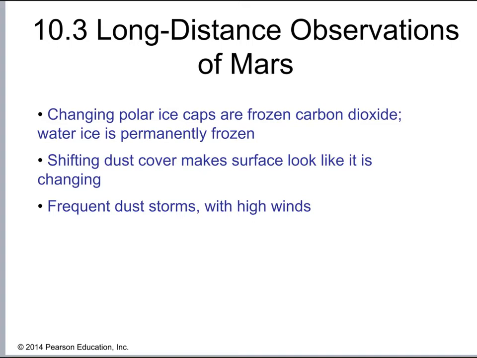Now, some other observations of Mars is that Mars has frequent dust storms, and we can see that here in this third bullet point. There are huge dust storms on Mars, and they have very, very high winds. And this causes a shifting dust cover on the surface of Mars, so looking at Mars from day to day, week to week, month to month, year to year, the surface features seem to change because you have this shifting dust cover.